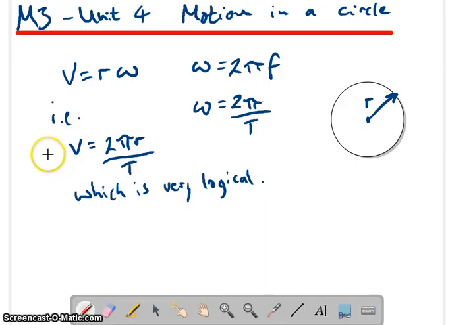Welcome to Unit 4 of M3. Unit 4 looks at motion in a circle. So, here I've got a circle, radius r, and I'll just go through a couple of basic points.